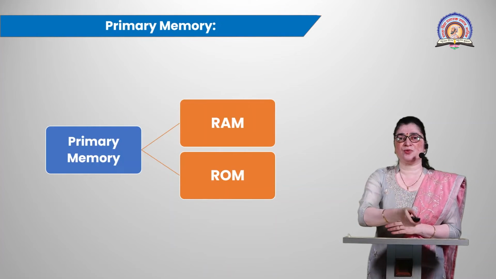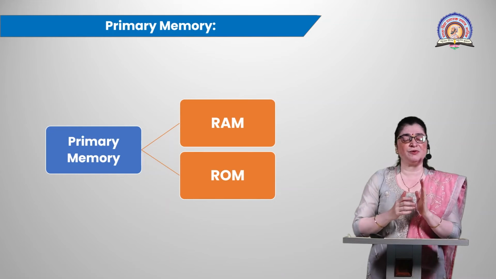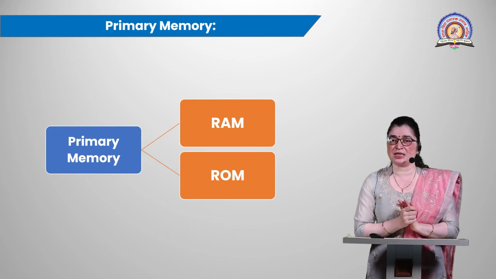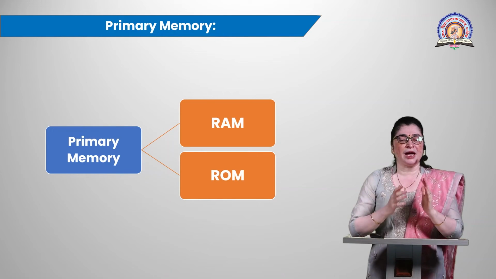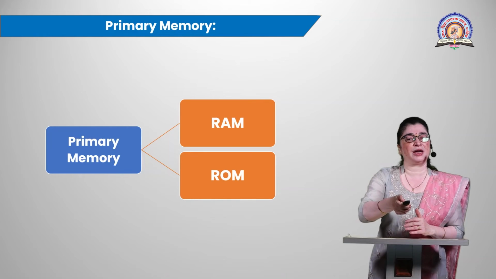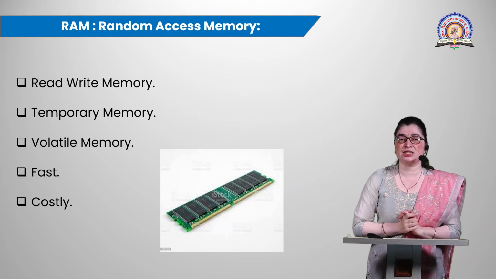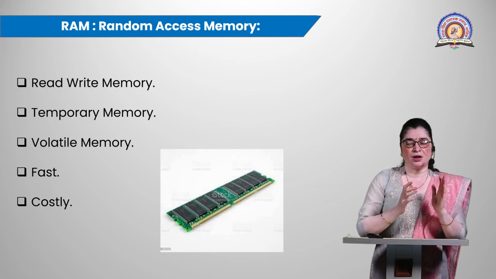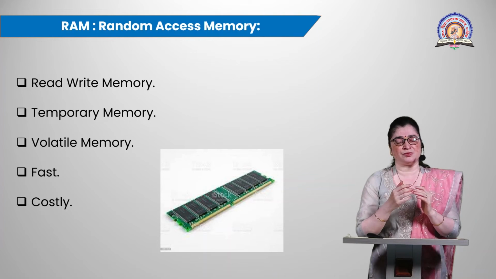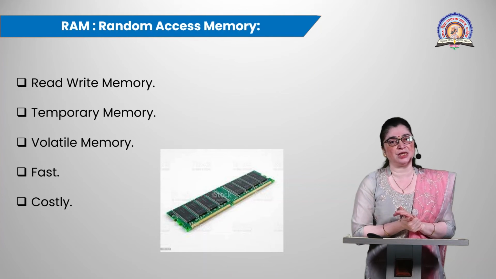There are two types of memories, primary memory and secondary memory. Today we will discuss primary memory. Primary memory is also known as internal memory. And there are two types of this primary memory. One is RAM and the other is ROM. RAM stands for random access memory. It is read write memory, meaning we can enter, we can modify, we can make changes in this memory.